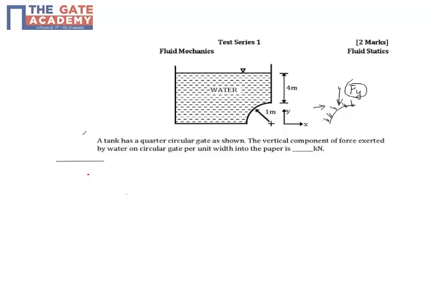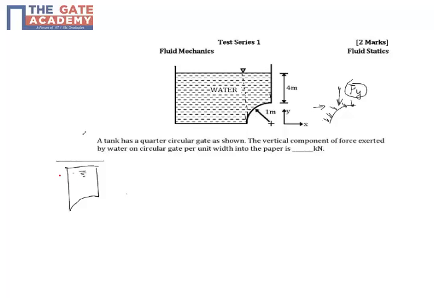Fair enough. Whenever the vertical force is asked, the best thing is to extend these limits till the end and consider the entire water body that's above this. So consider the entire water column which is vertically above this quarter circle. So basically I have something like this. I consider this entire water.